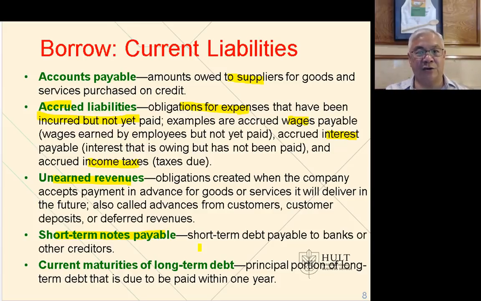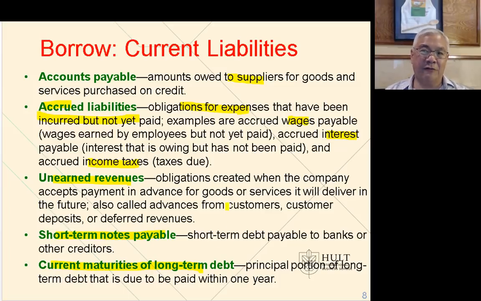Notes payable is a loan, right? That's what it is. The term note here means that it's a promissory note, which is a document that evidences that there's a loan. So a note payable is simply a loan. And then we have current maturities of long-term debt.